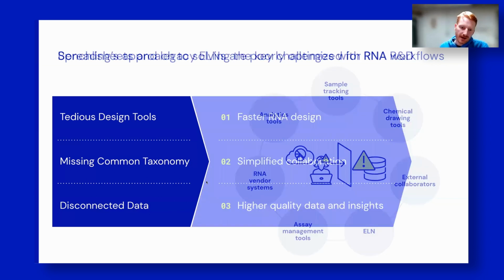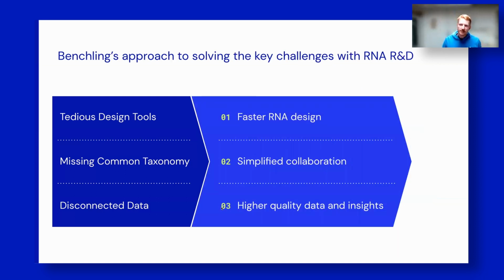Fortunately, in developing our new R&D solutions, Benchling partnered with industry innovators. For the first time, R&D teams can design natural and chemically modified sequences, including mRNA and RNA oligos, in a single software solution.